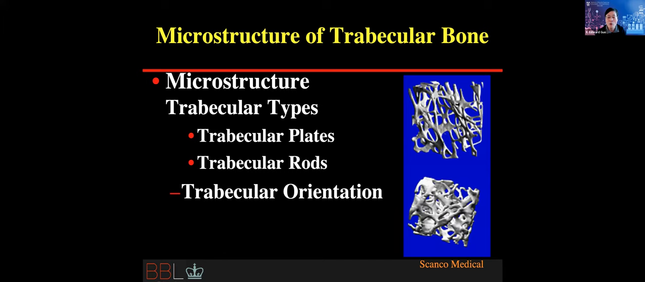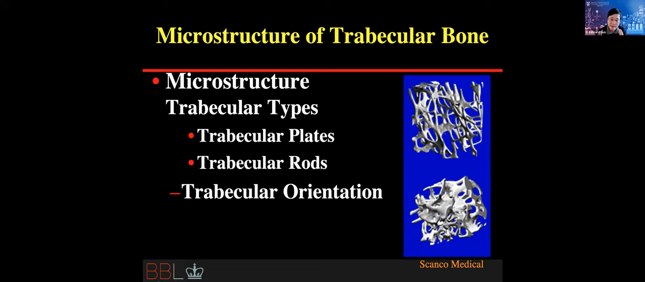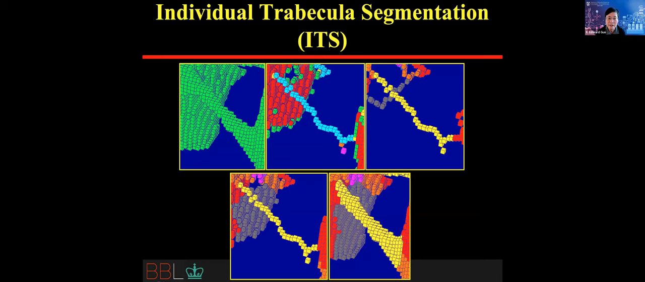So as I mentioned, I'm very fascinated by microstructure. A long time ago, I was particularly interested in whether we can separate these trabecular plate and rod-like structures, and also have a way to quantify orientation. So with research many years ago now, we developed this technique. It's called individual trabecular segmentation, or ITS.